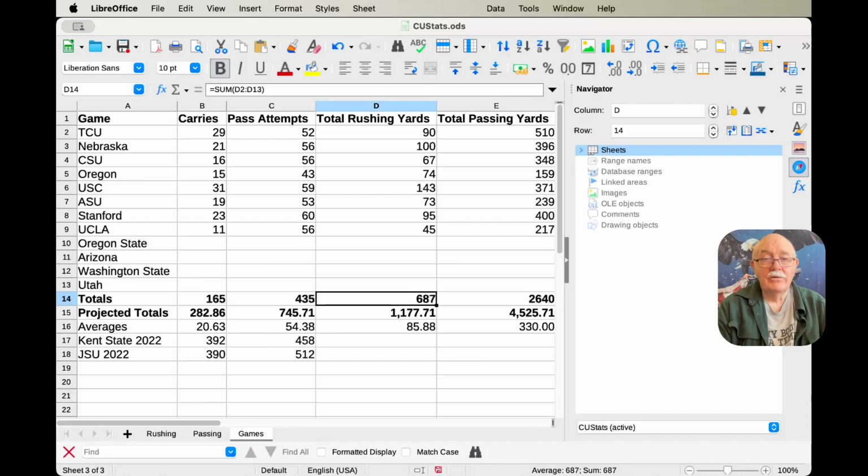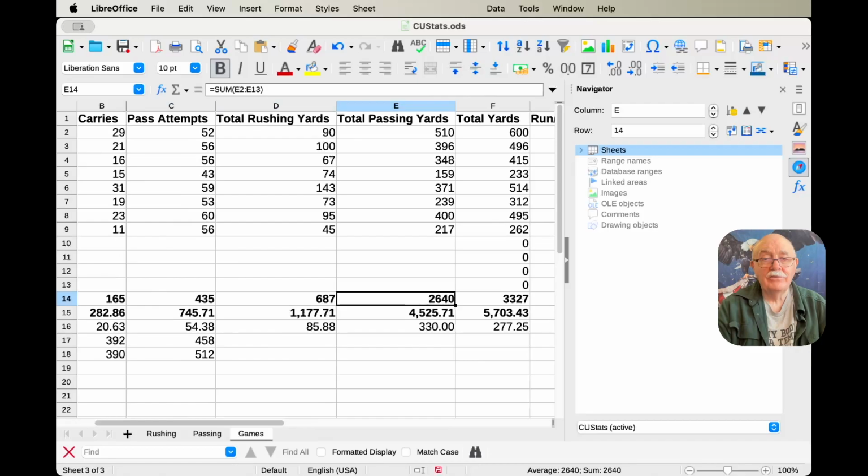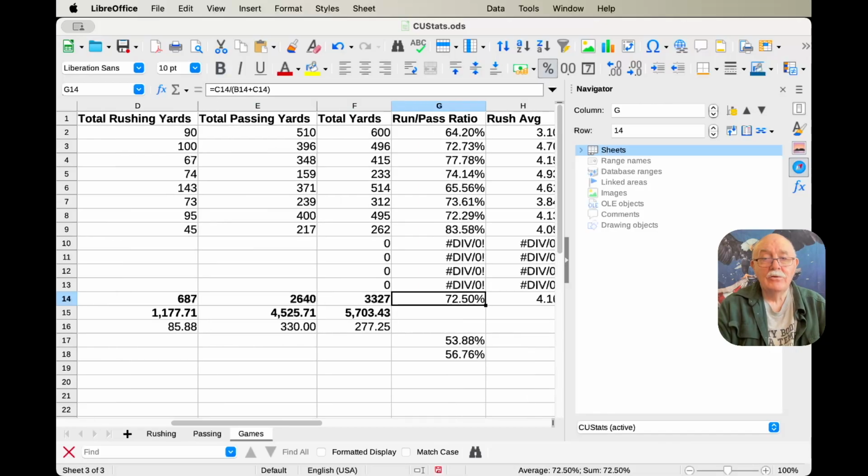So the total rushing yards is 87. Total passing yards is 2640. Total yards per game is 3327. And they're averaging passing the ball 72.5% of the time. 72.5% of the time. Now, look at these two numbers down here.